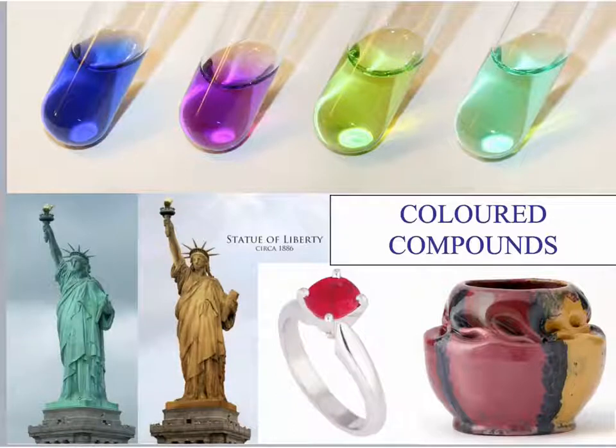They are also able to go through corrosion, for example here with the Statue of Liberty. The Statue of Liberty would originally have been a nice copper colour. Over time the copper has gone through corrosion, and as such it has oxidised to form copper oxide, which is this traditional pale green-blue colour.